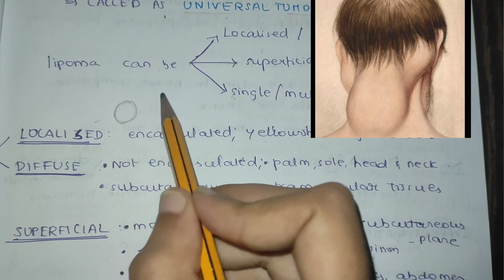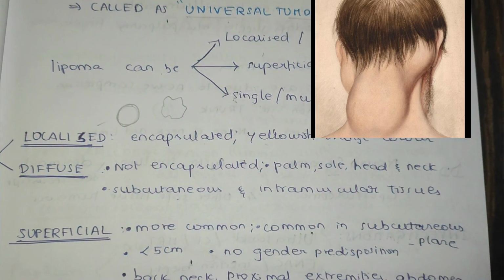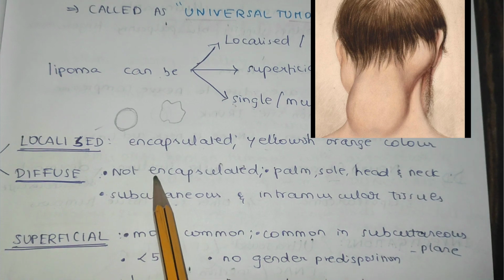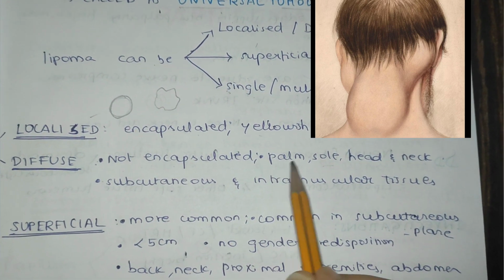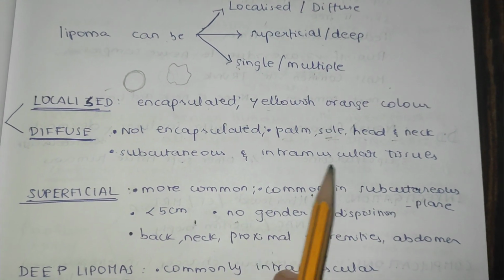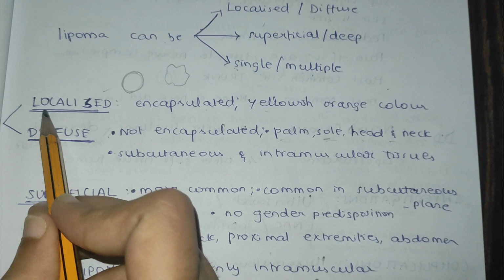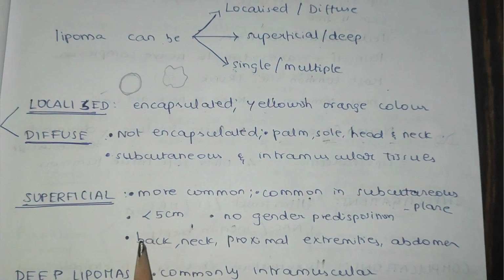And next is diffuse. Diffuse, in the sense there is localized increase in the subcutaneous fat to a large area without any distinct capsule or covering. So it is not encapsulated, it is not covered by a capsule, and it occurs in palms, soles, head and neck, and also in subcutaneous and intramuscular tissues. So this is the first classification. Localized is encapsulated and diffuse is not encapsulated. Where it occurs is the second point.